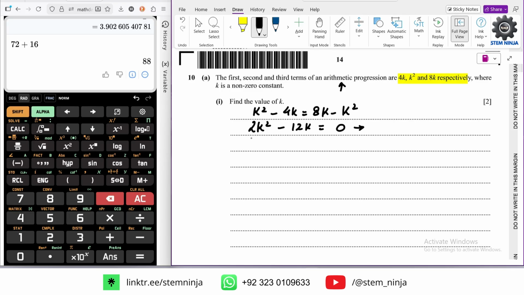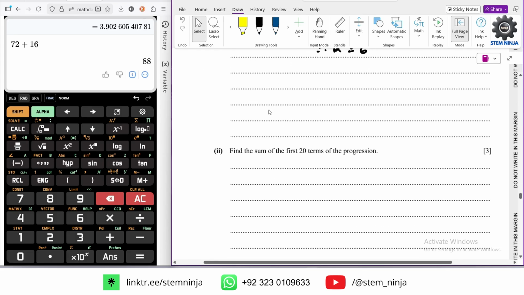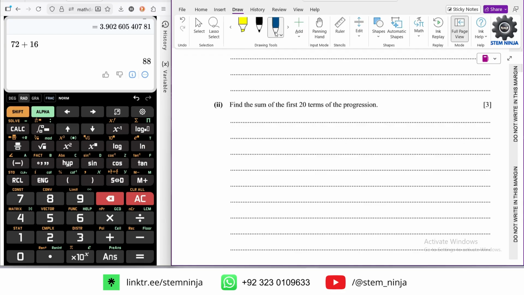This transforms into k squared minus 6k equal to 0. So either k is equal to 0 or k is equal to 6. Obviously, since it's a non-zero constant, we will select this, cancel this and select this. So therefore k is equal to 6. Okay. Find the sum of the first 20 terms of the progression.